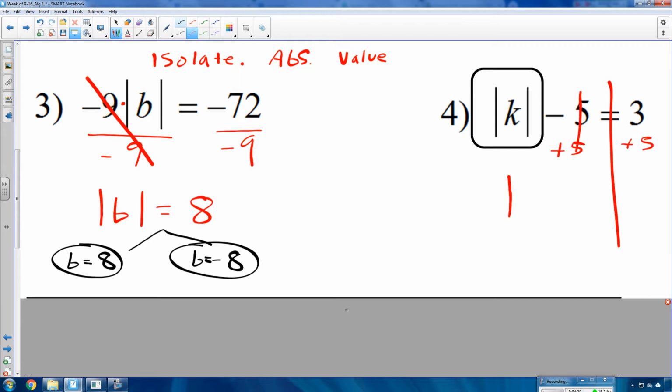It's important because otherwise we can't use the knowledge that we have of absolute value to make two equations. Now we know the answers have to be 8 and negative 8. We can just think about that in our head. It makes sense. The absolute value of k is equal to 8, then the answers must be 8 and negative 8. So we're in pretty good shape there.